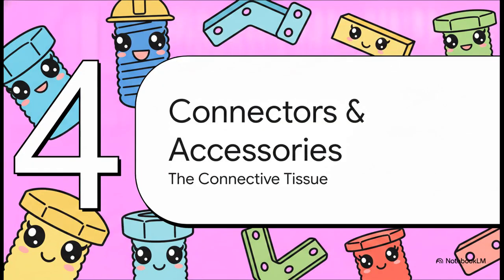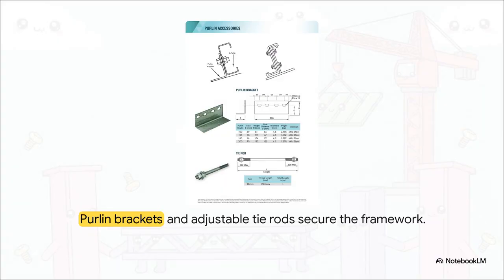Next up, Part 4. Essential connectors and accessories, the connective tissue. All of this incredibly high-tensile steel is basically useless if it isn't locked together securely. Enter the unsung heroes of the roof: mild steel purlin brackets and adjustable tie rods. The purlin brackets, complete with their multi-hole layouts, act as the sturdy junction boxes of your roof, bolting the purlins firmly to the main rafters. Meanwhile, the threaded tie rods provide crucial tension and bridging. They keep those massive, long steel spans perfectly aligned, preventing them from twisting or warping before the roof cladding is even applied.